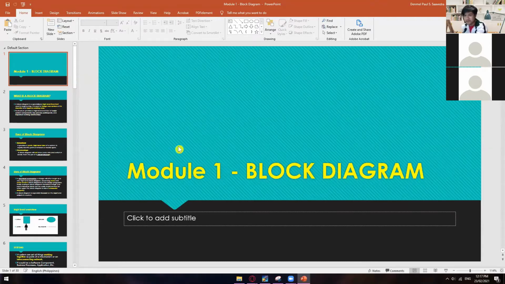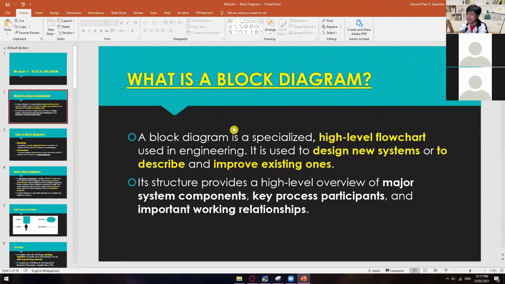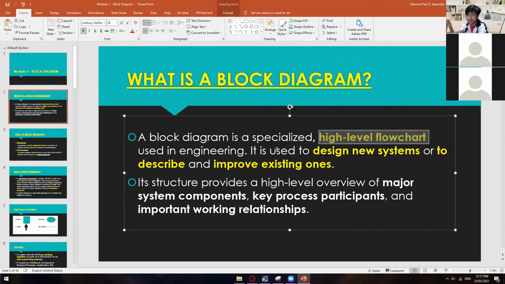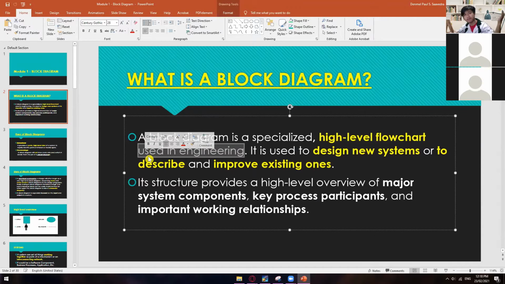All right. So our topic for today is block diagram. First, we have to define what a block diagram is. As you can see, this one is a high-level flowchart. This block diagram is under flowcharts, wherein it is a high-level kind. It is mostly used by engineers or other people just to have an overview of something. It could be a system, a process, or things you can see or observe just by one look, not by checking it one by one.